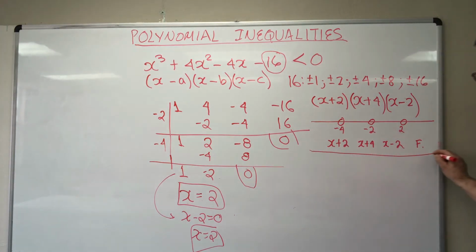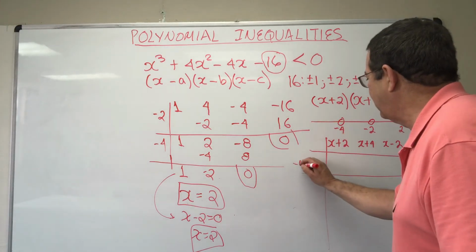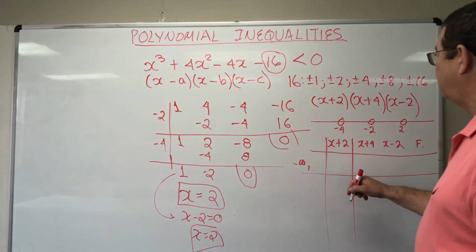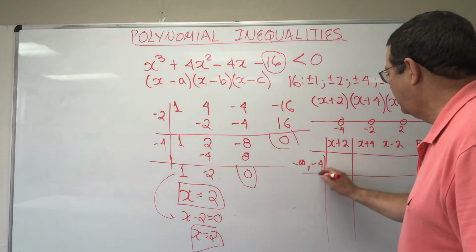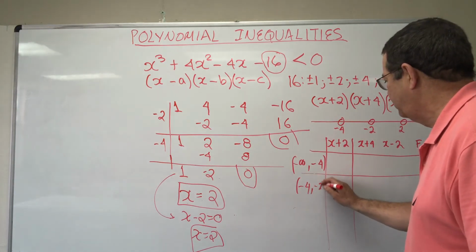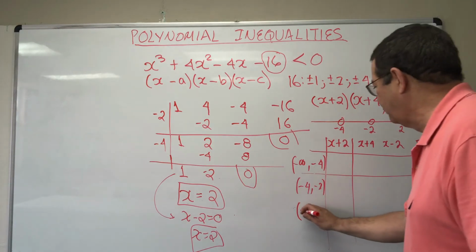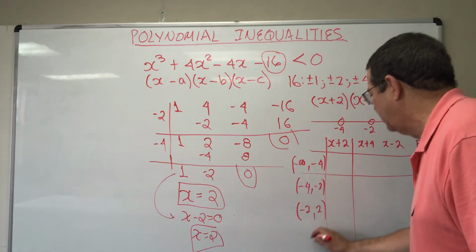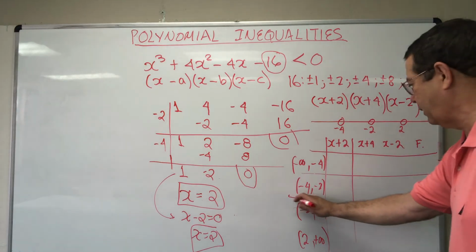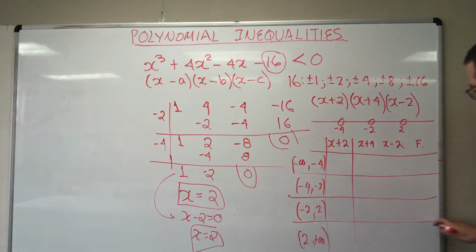Now you create the intervals. The first interval is negative infinity to negative 4, open. Negative 4 to negative 2. Negative 2 to 2. And 2 to positive infinity. Now I'm going to close here and make it a table. And this is my final answer.